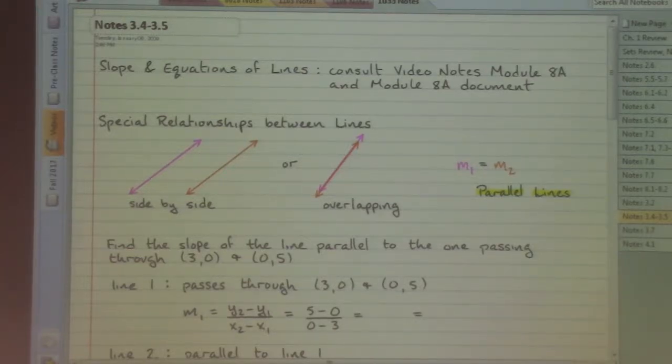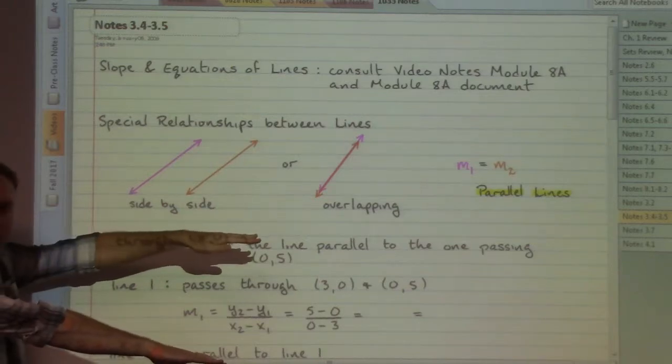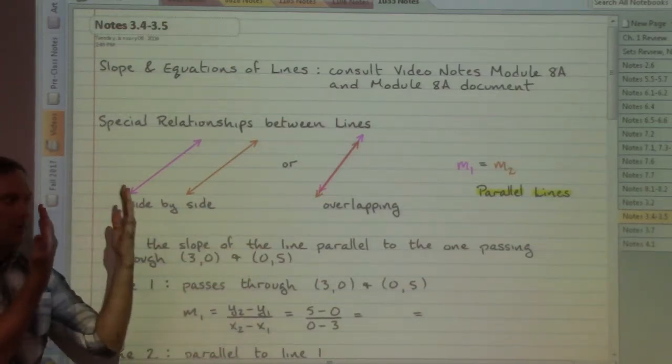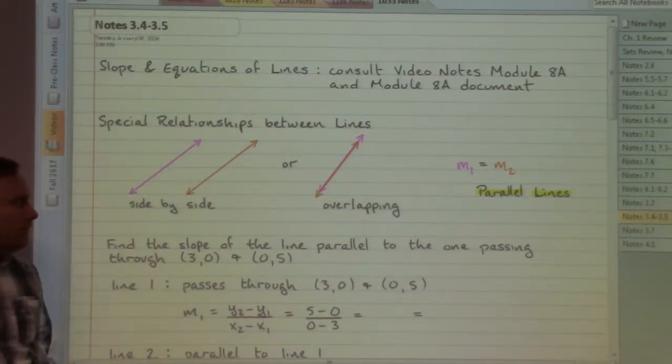So we've got a discussion on slope and equations of lines that's separate from the other concerns that we have in that realm of lines and special relationships between lines. So to add on to that earlier discussion, we could have two lines that are related to one another in a couple of special ways. We could have two lines that are side by side, whether that's side by side horizontal, side by side vertical, side by side as far as some sort of angled line.